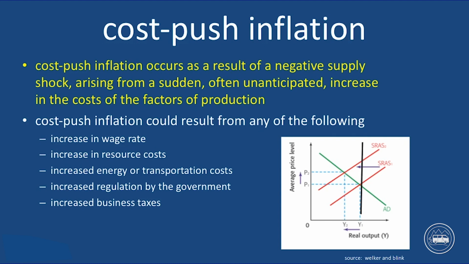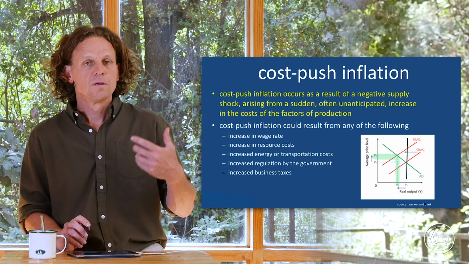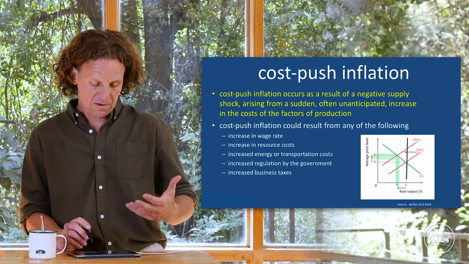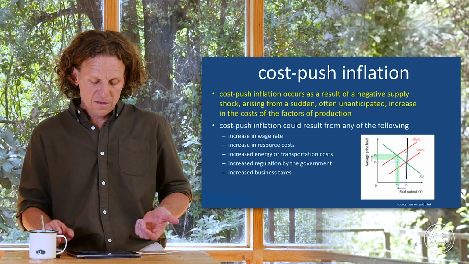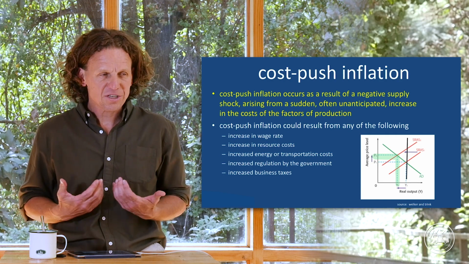And as a result, you're going to end up with a new price-quantity combination of P1, Y2, and that results in inflationary pressure, an increase in inflation, an increase in average price level, and a decrease in output, which is going to lead to unemployment, right? More unemployment, or increased unemployment, okay? So there you have it. I mean, cost push inflation is pretty straightforward.